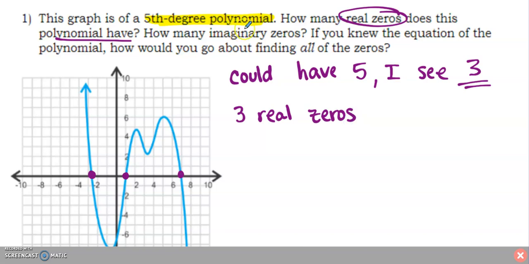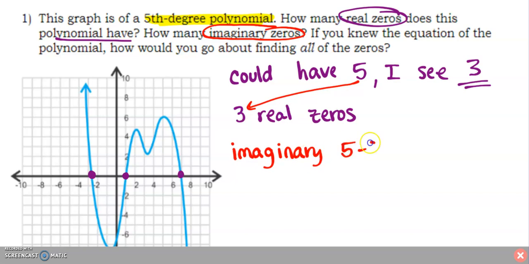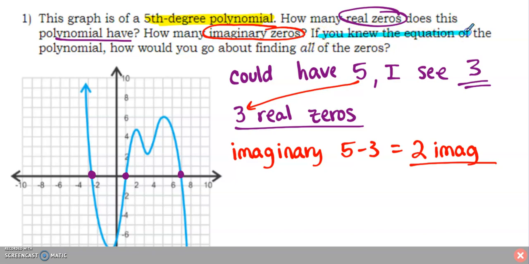So if I want to know how many imaginary zeros I have, I'm just going to subtract 5 minus 3. So imaginary would be 5 minus 3, which means there's going to be 2 imaginary. By the way, I keep abbreviating the word imaginary as IMAG. I hope that's okay, everybody. 3 real, 2 imaginary.